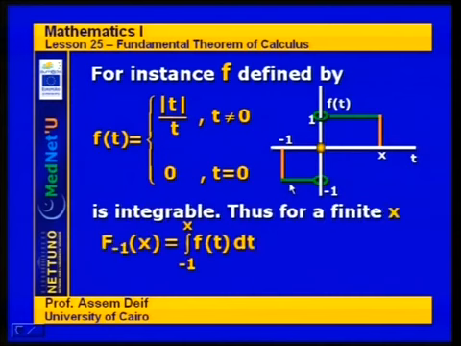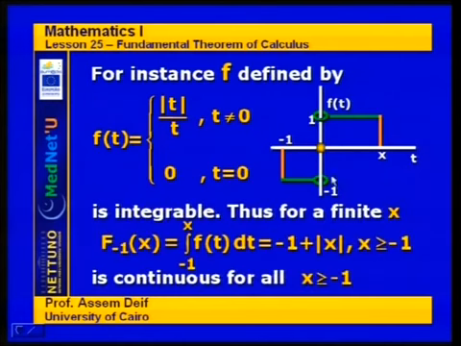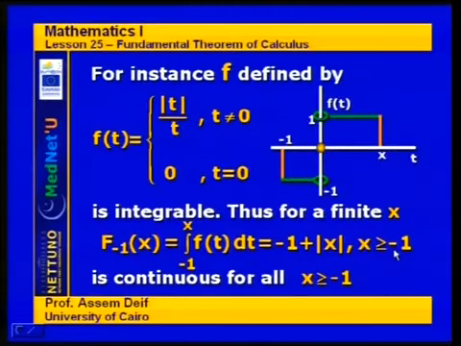For instance, this function here is defined on a closed interval, and it's integrable. It's integrable according to Riemann, yet it is neither continuous nor does it have an antiderivative, and yet it's integrable. Since it's integrable, the integral from -1 to x of f of t dt must be continuous. In fact, -1 plus mod x, which is the integral, is continuous for values of x greater than or equal to -1.